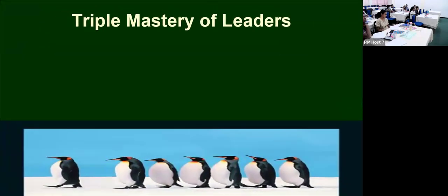Moving ahead, triple mastery of leaders. Leaders demonstrate 3 masteries. So what is mastery? The word mastery means what? Any guess? Mastery? You are a real authority on something.